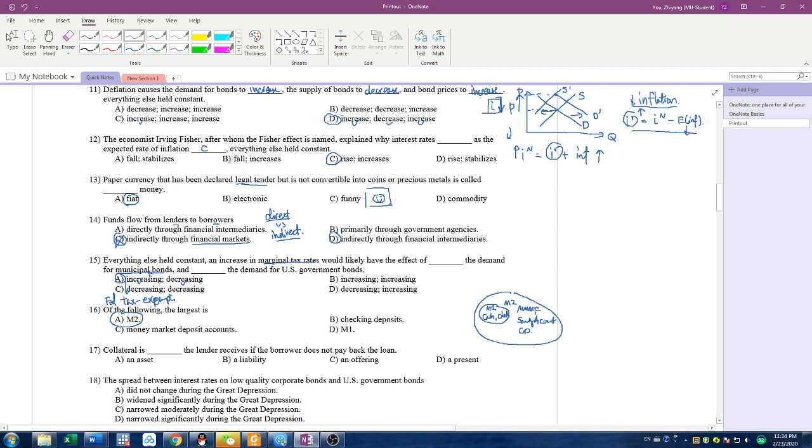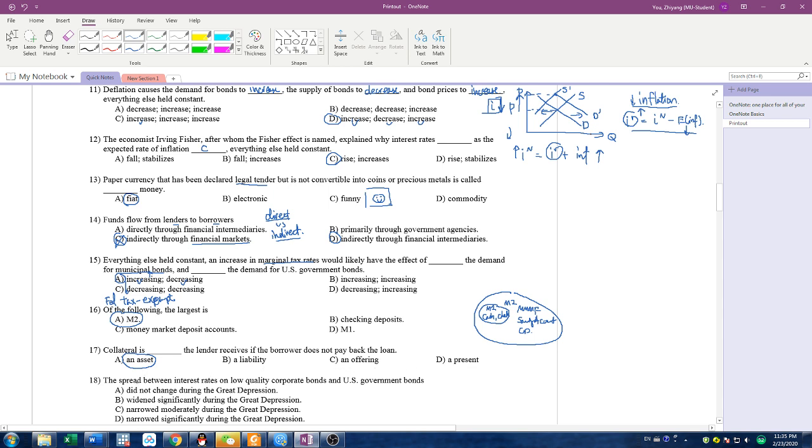Collateral is what a lender receives if a borrower does not pay back the loan. So this is just easy. You have to give the lender some assets so that when you default on your loan or your borrowings, he can just get your asset. Okay, so that's what collateral is. It is pretty simple. All right, so you wouldn't give him a liability, right? So it won't be an offering, won't be a present.